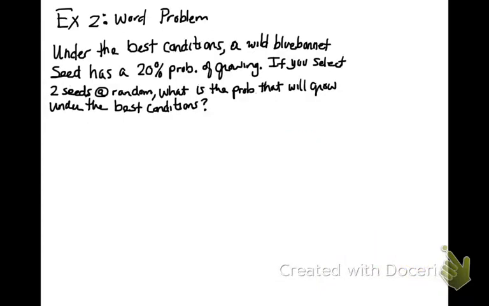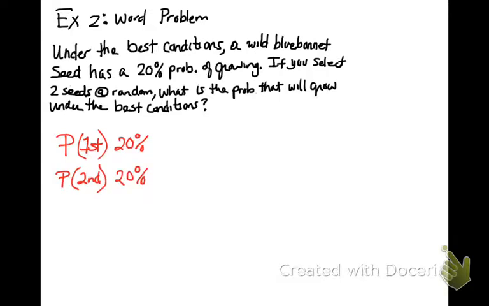Alright, example 2 is a word problem. And notice it's in percentages, so pay attention to how I do percentages. Under the best conditions, a wild bluebonnet seed has a 20% probability of growing. If you select 2 seeds at random, what is the probability that they will grow under the best conditions? Okay, so first of all, the probability of the first one growing is 20%, and the probability of the second one is 20%.